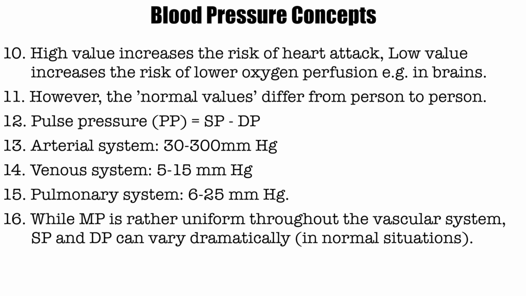In arterial system, pressure range varies from 30 mmHg to 300 mmHg, and in venous system blood pressure varies from 5 mmHg to 15 mmHg, and in pulmonary system blood pressure varies from 6 mmHg to 25 mmHg, while mean pressure is rather uniform throughout the vascular system. Systolic pressure and diastolic pressure can vary dramatically in normal situations.